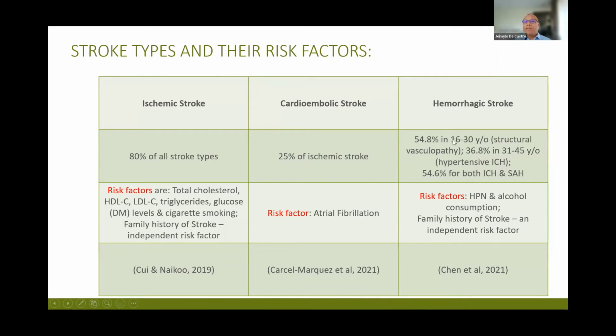Now for hemorrhagic stroke, I was fascinated by this because in hemorrhagic stroke, most of the cases, 54.8% between 16 to 30 years old, are caused by structural vasculopathy. So there is a connective tissue problem in the blood vessel. And of course, for 31 to 45 years old, it's really caused by hypertensive intracerebral hemorrhage. And for both, it's 54.6%. Now, what is interesting here is that this is the one associated with hypertension and alcohol consumption. So patient who is drinking alcohol, we can always tell them, okay, if you continue doing what you're doing, you can have hemorrhagic stroke in the background of hypertension. And again, just like ischemic stroke, family history could be an independent risk factor. So if you know that you have that history, you have to be very careful that you don't drink alcohol and you control your hypertension.